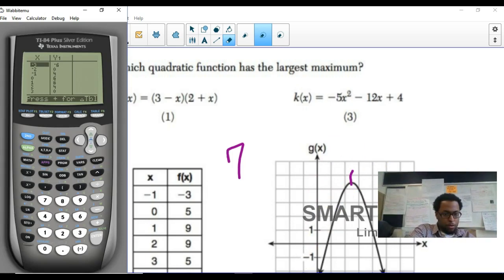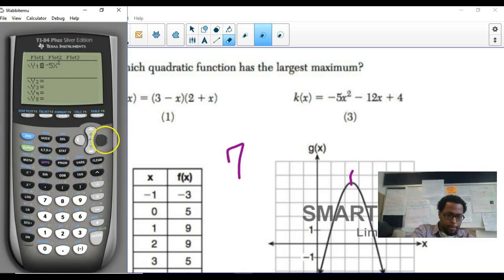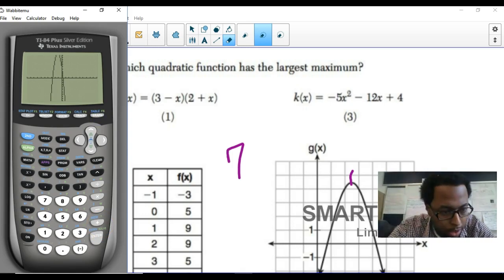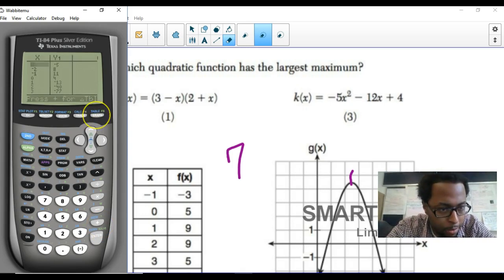Choice 3, plug it in the graph, y equals -5x squared minus 12x plus 4. Look at our graph. Okay, let's take a look. Second table.